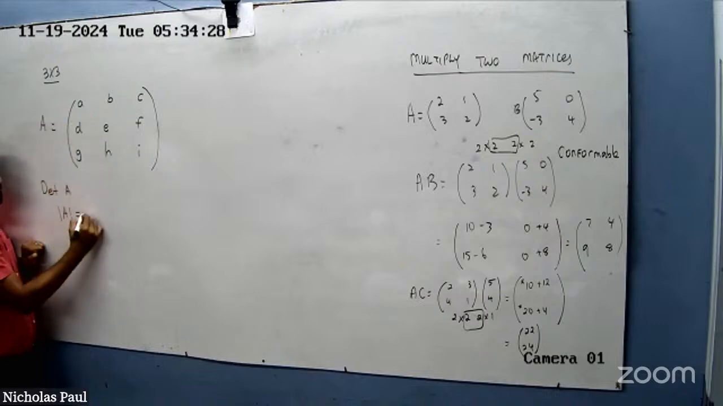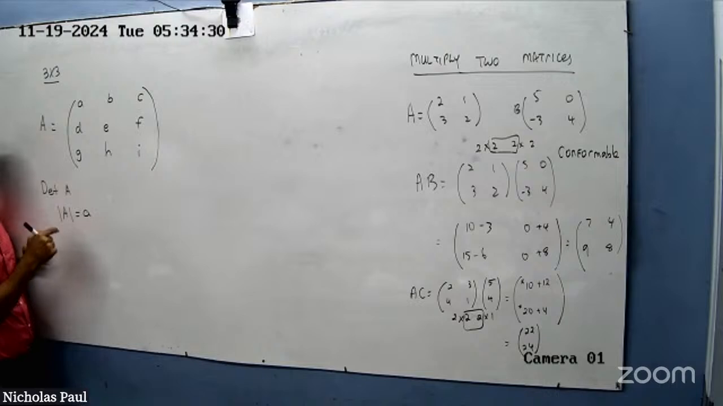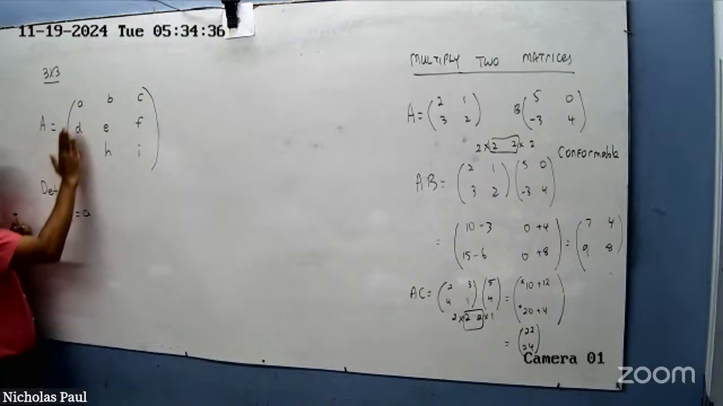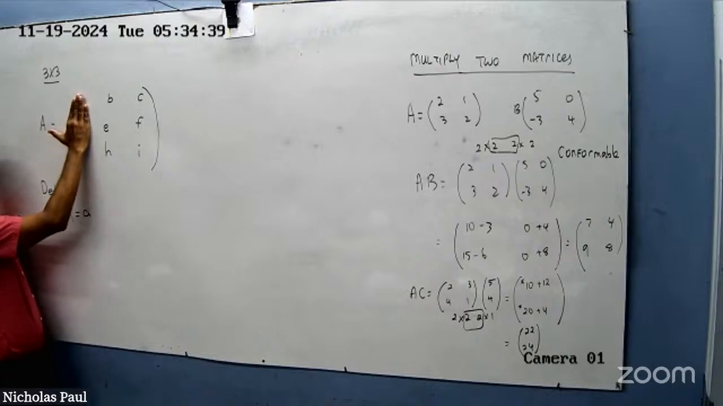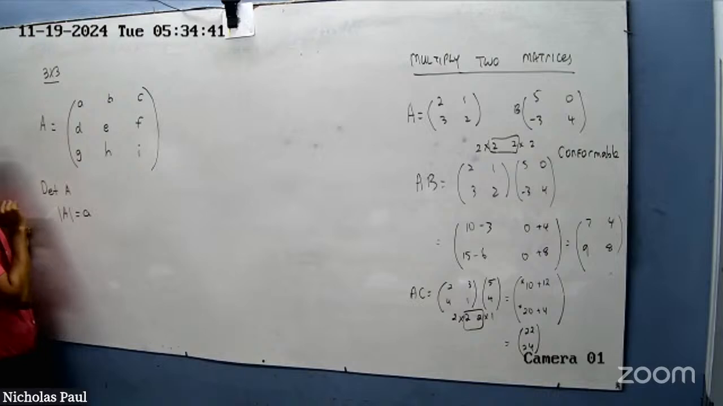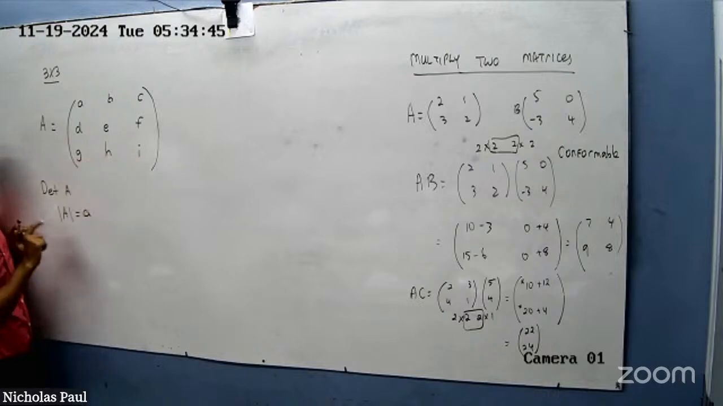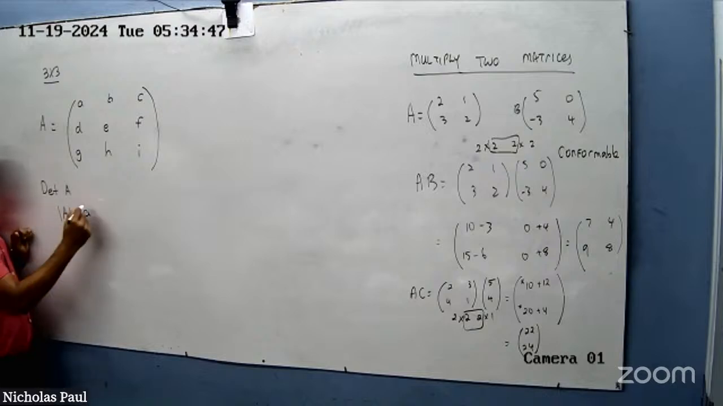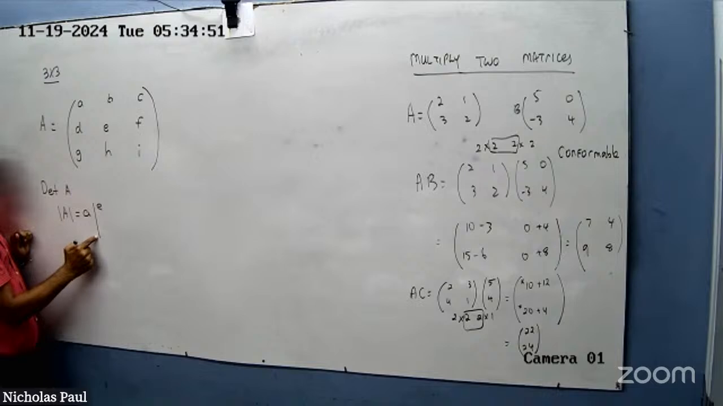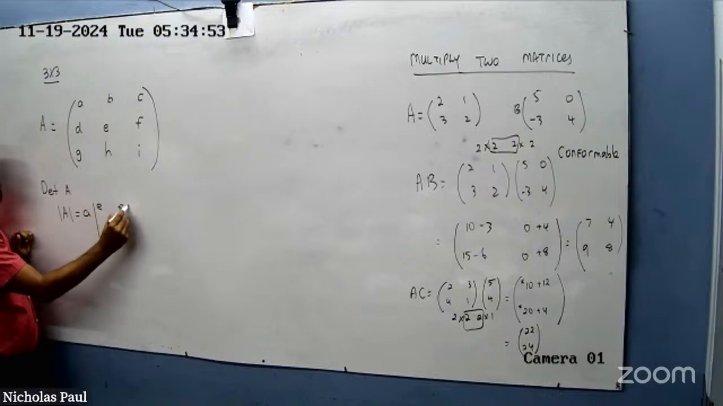You just multiply A by something called its minor. How do you get the minor of A? All you have to do is block off the column A belongs to and the row it belongs to, and you will get a 2 by 2 matrix that we call the minor. So you have to find the minor of A, which is the determinant of these two lines, E, F, H, I.